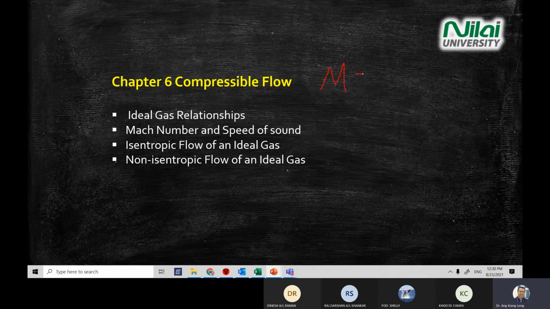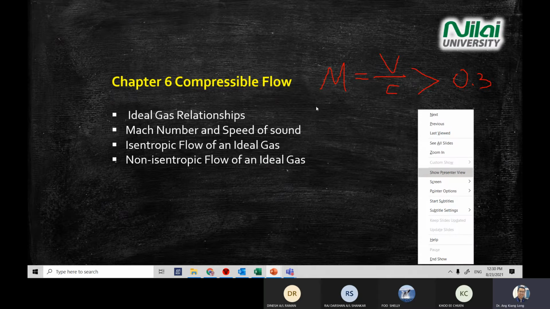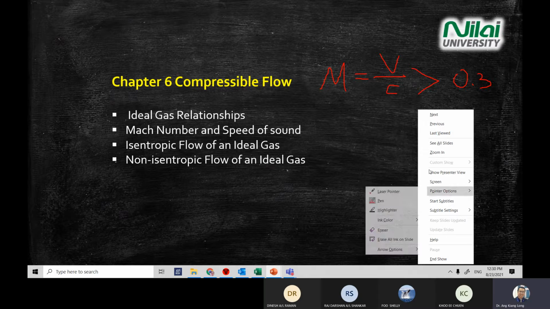magic number. Mach number equals velocity divided by speed of sound. If this one is more than 0.3, then you are having a compressible scenario. Okay, unless the question mentions ignore compressibility effect, then you have to use the compressible flow equation.